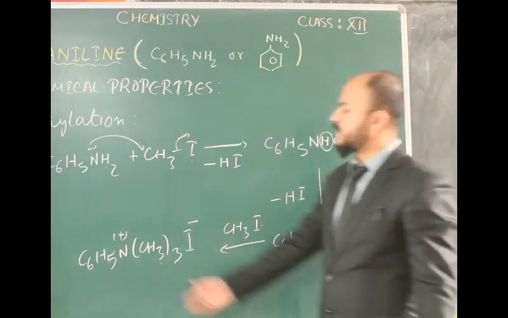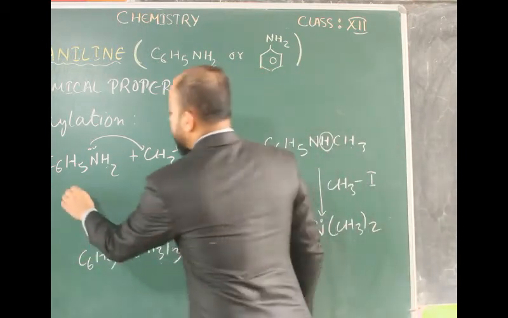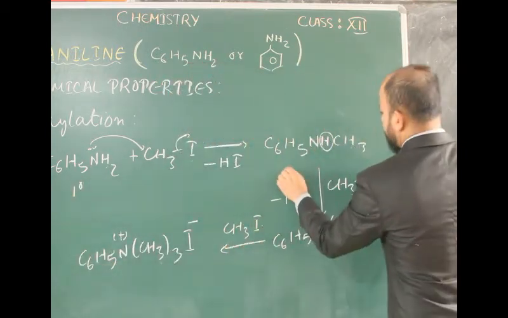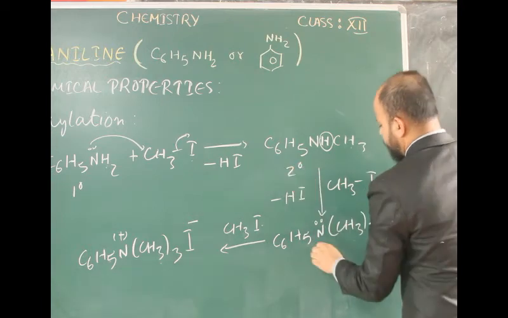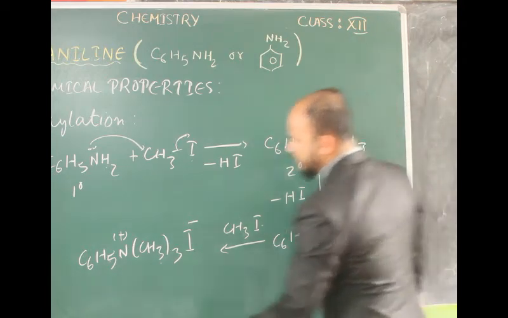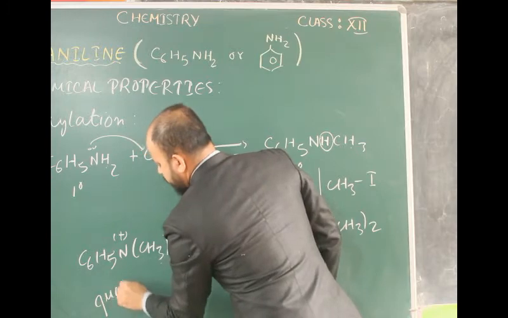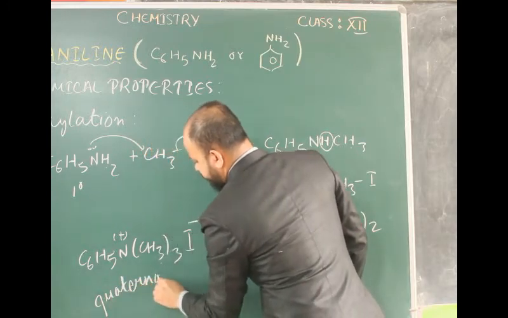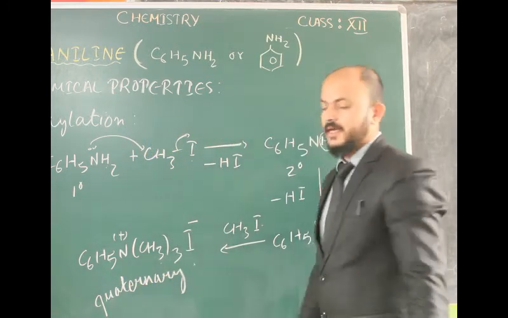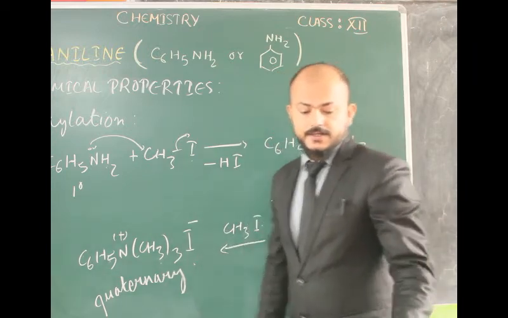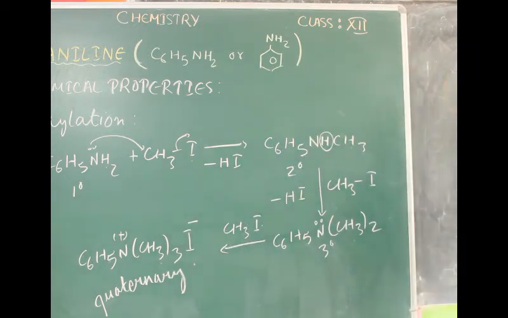So we start with the primary amine. This is a first degree amine. We got a second degree amine here. This is a third degree amine. And finally we got a quaternary amine, quaternary aniline in this case.